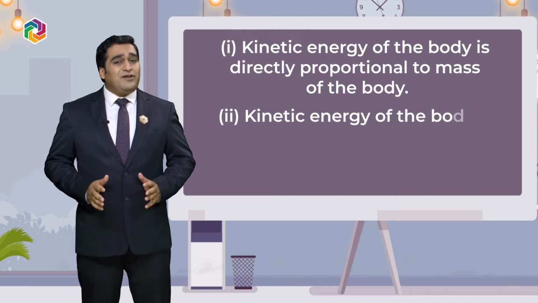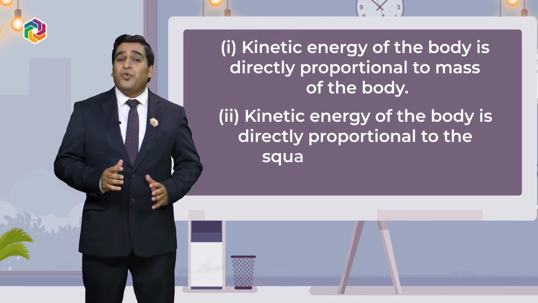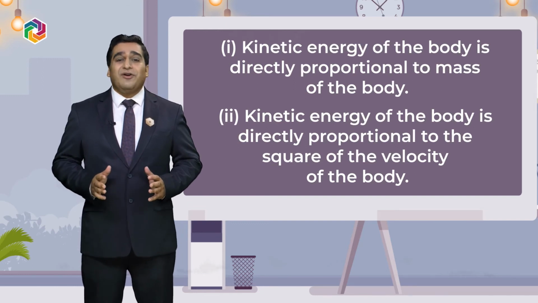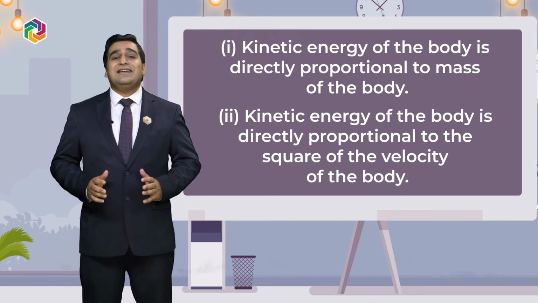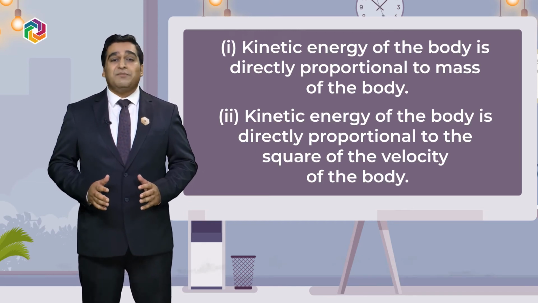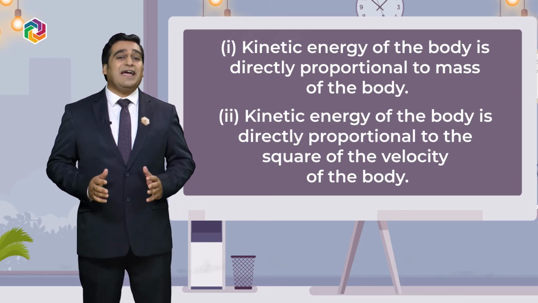Kinetic energy of the body is directly proportional to the square of the velocity of the body. Thus, if the velocity of the body is doubled, then its kinetic energy becomes 4 times. And if the velocity of the body is halved, then its kinetic energy becomes 1/4. Let us now solve some numerical examples based on kinetic energy.